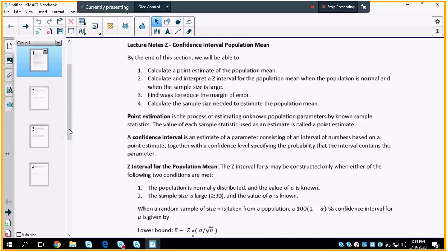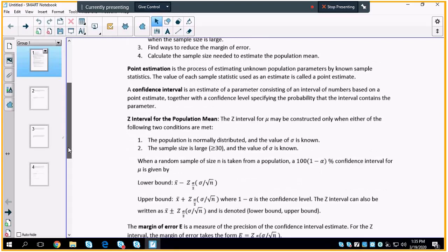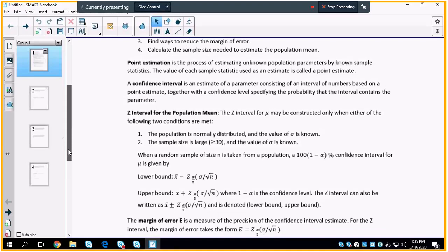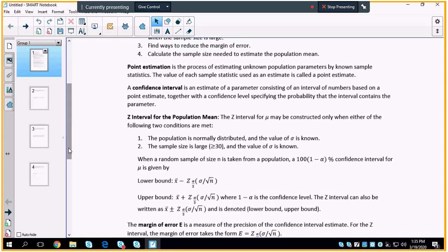So the point estimate is the information that you gather from the sample. So if it is a mean, then the point estimate in that problem is the mean. So confidence interval is a range which is symmetric about the projected population data.